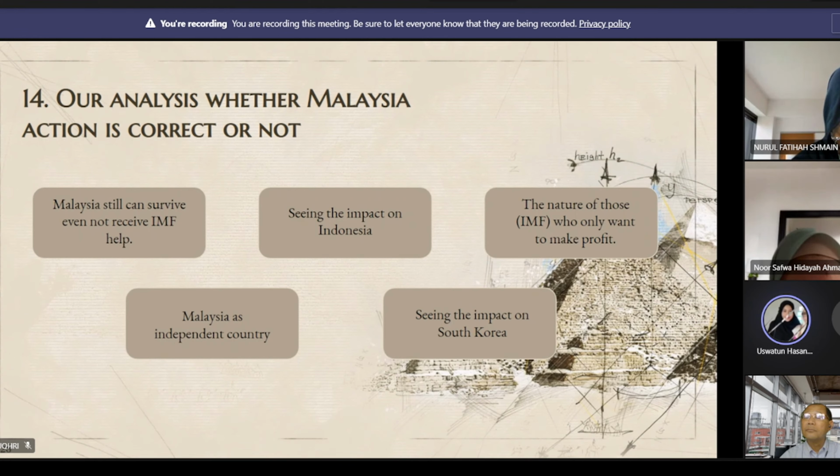So we support and believe Malaysia's actions are correct for several reasons. The first one is Malaysia did not require assistance at the time because the country's foreign currency reserve was still sufficient to survive.